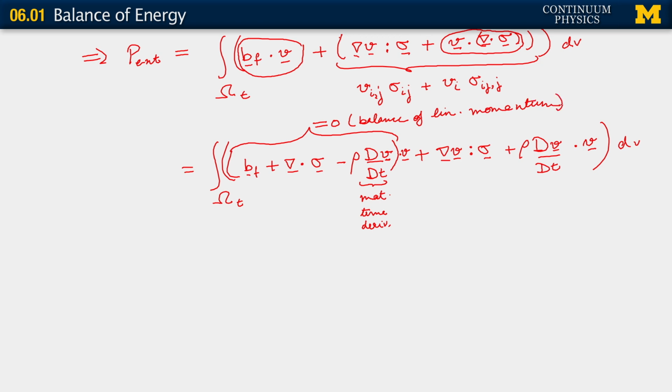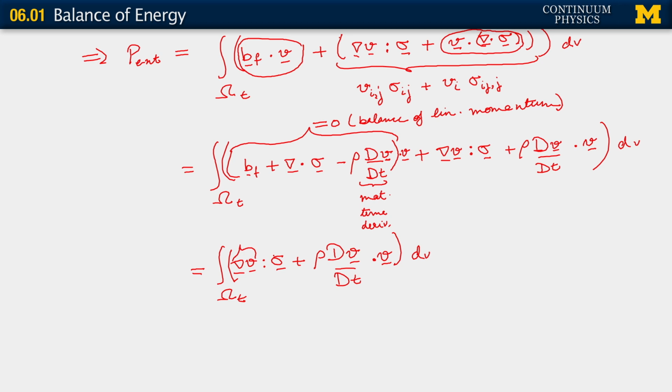All right? Okay, so what we see finally is that the external power is equal to the integral over omega t of grad V, the spatial gradient of V contracted with sigma, plus rho times the material time derivative of the velocity dotted with V, dV. Now, the spatial velocity gradient, is it symmetric? Think about it.